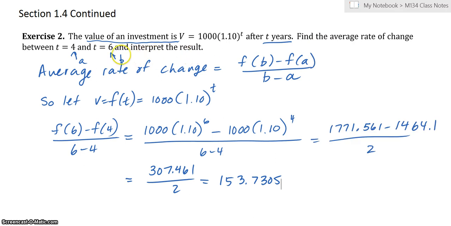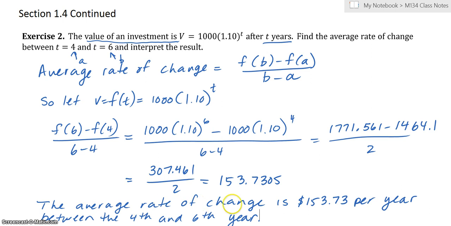To interpret this, what it means, the value is usually in dollars. So I'm going to round this to 2 decimal places and say that the average rate of change is $153.73. I'm going to cut it off there. And it's per year, because this is in dollars. This is the value, if you remember. That's what the f is. And then the bottom is just the t's. It's just years. So that's how they get dollars per year, between the 4th and the 6th year.